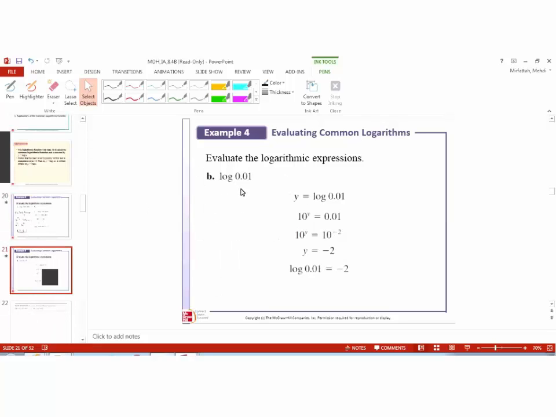So another example here. You let y be equal to log of 0.01. Again, the base is 10. It's not there. So 10 to the power of y is equal to the argument here. This is the same as 10 to the power of -2. So y must be equal to -2.